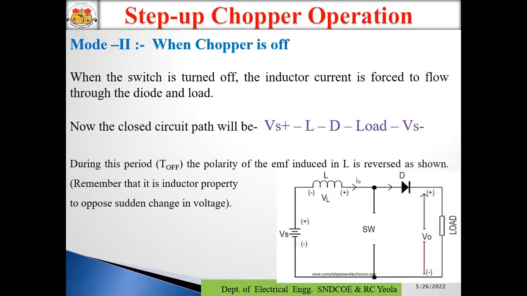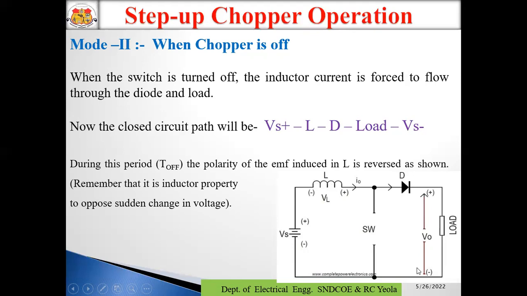And the next mode of operation is when the chopper is off, or we can say the switch is off. What will happen? When the switch is turned off, that means we open the circuit or open the switch, then the inductor current is forced to flow through the diode and load. In that case, the inductor current will flow through the diode and the load.